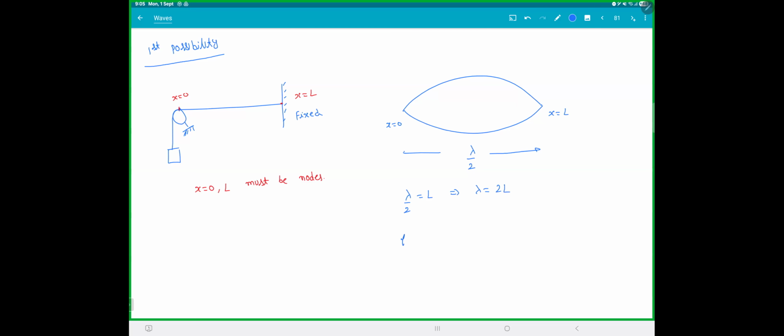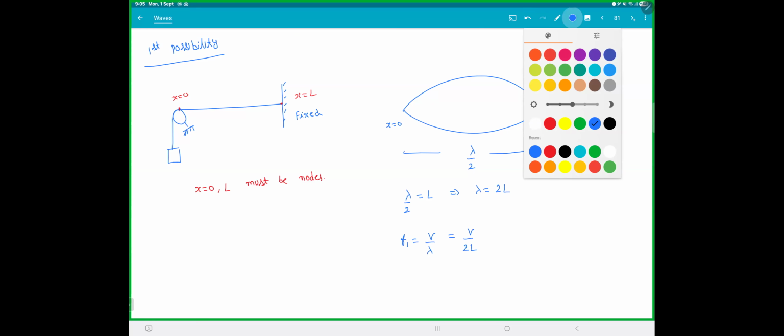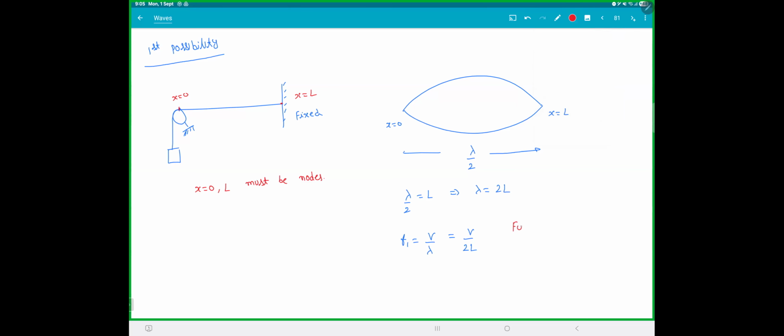Then we know frequency is equal to v by lambda, which is v by 2L. This is called the fundamental frequency. So the fundamental frequency is simply the minimum frequency for a stationary wave to form. You cannot get any stationary wave below this frequency.